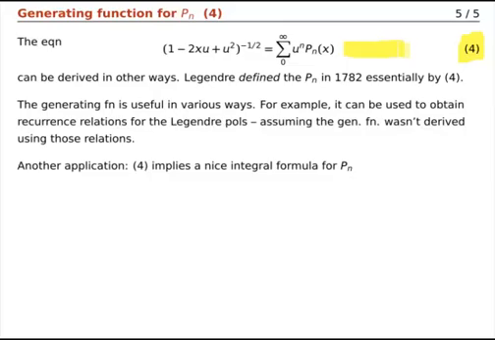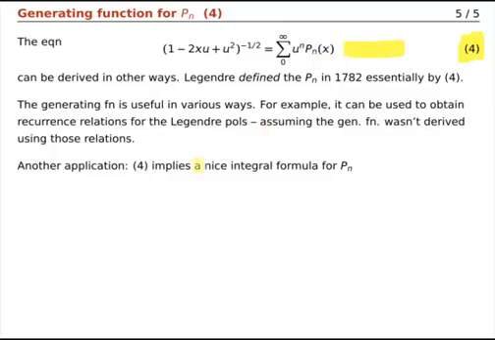from the differential equation. In fact, it's not hard to use this equation here to derive the recursion relations, the relations between Pn, Pn minus 1 and Pn minus 2, and between Pn dashed and Pn that we use to derive it. So it's a useful concept, this generating function. It's a useful tool in mathematics.